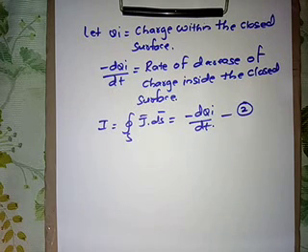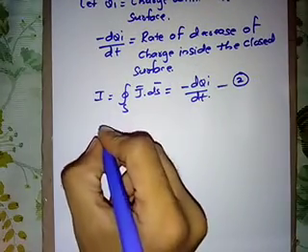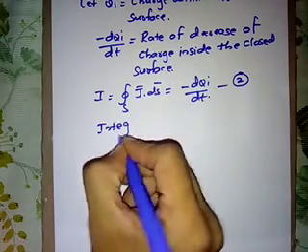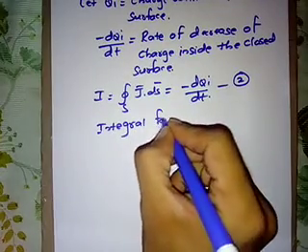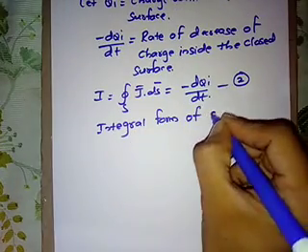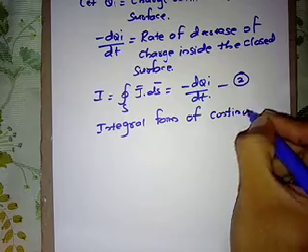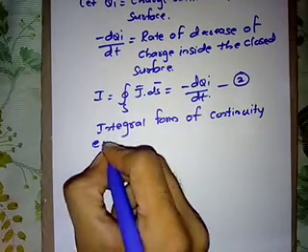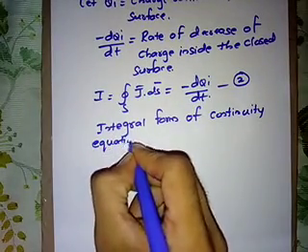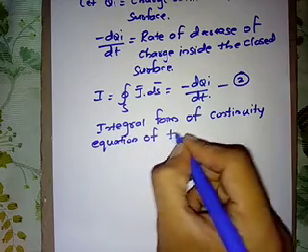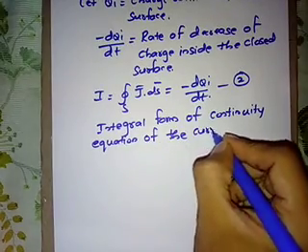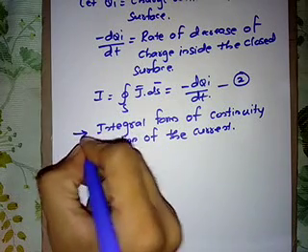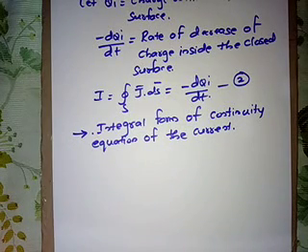This is the integral form of the continuity equation of the current. So this particular equation is called the integral form of the continuity equation of the current. Okay, the negative sign again indicates nothing but the outward flow of current from the closed surface.